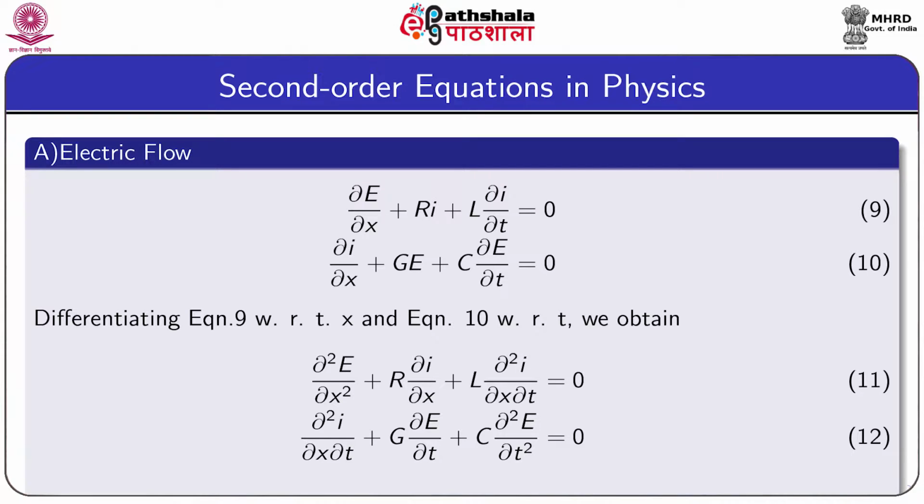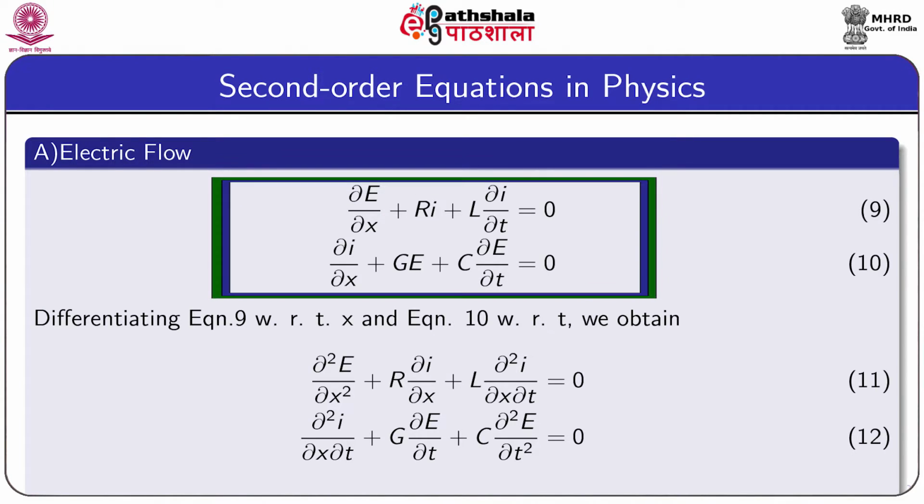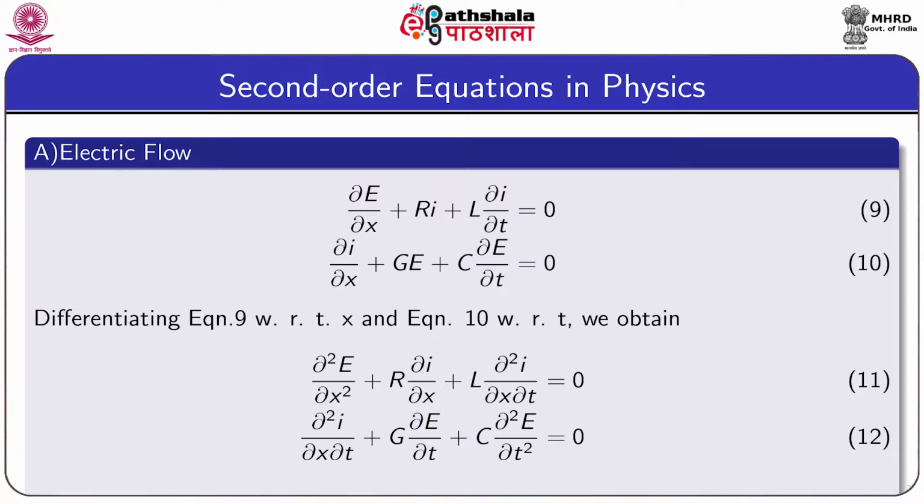Now, from the above two equations, we can obtain two partial differential equations: del E del x plus R I plus L del I del t equals 0. This equation can be obtained from the first equation by dividing it by delta x, and the second equation can be obtained from the equation written here, minus delta I equals G E delta x plus C del E del t delta x, by dividing it by delta x. So, we obtained two equations with two unknowns E and I.